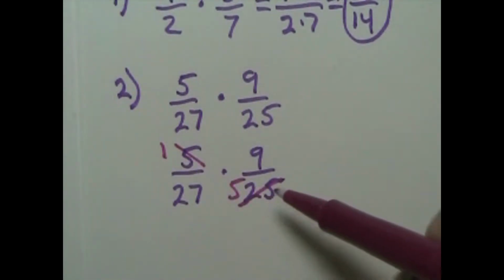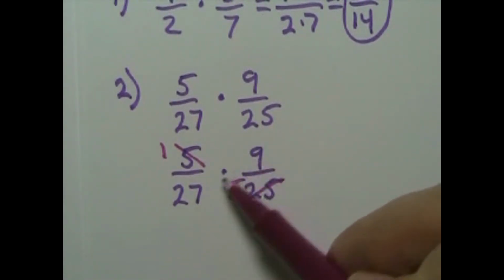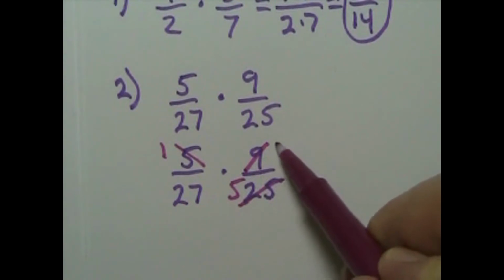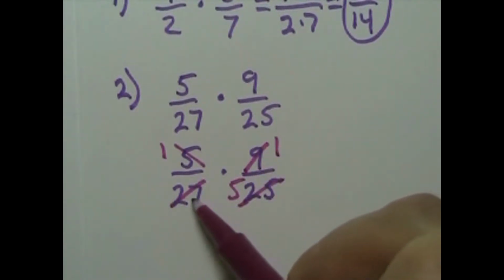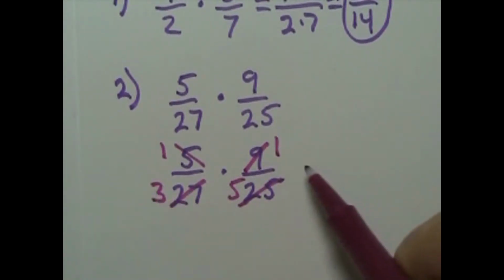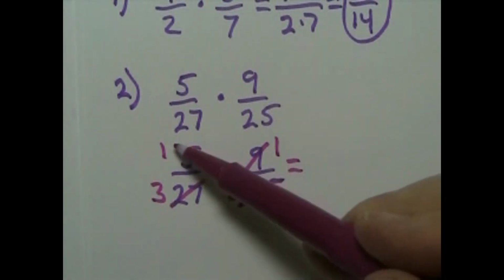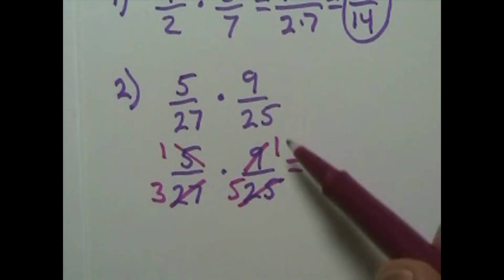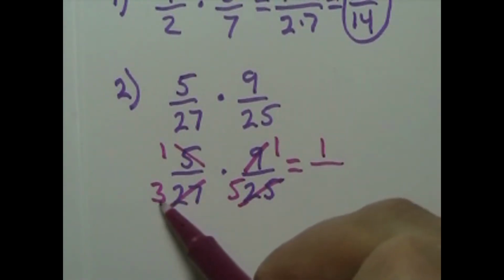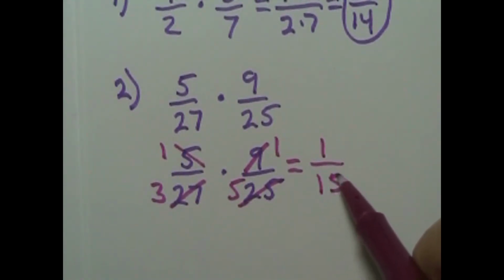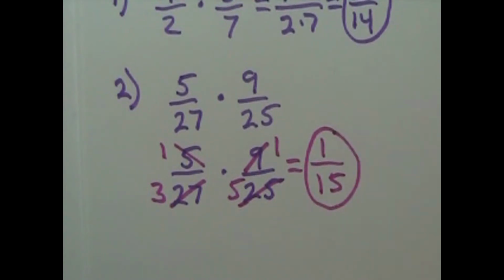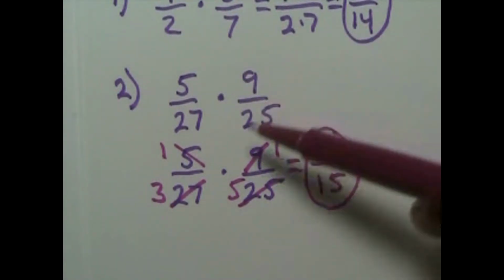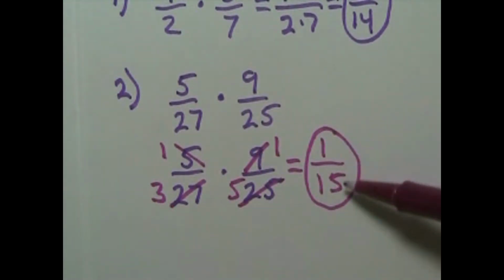And that's a 1. 9 and 27. 9 goes into 27. 9 goes into 9 once, and 9 goes into 27 3 times. So see, now I've reduced everything. And now I multiply straight across. 1 times 1 is 1. And 3 times 5 is 15. See, now you can look at the original problem and then see what changes you made to it.